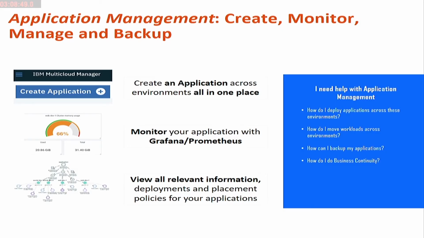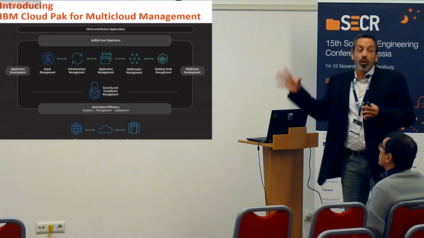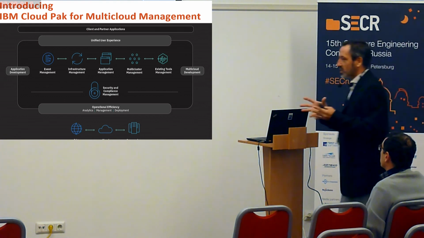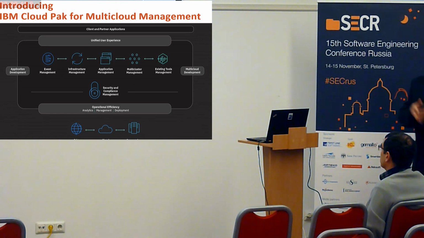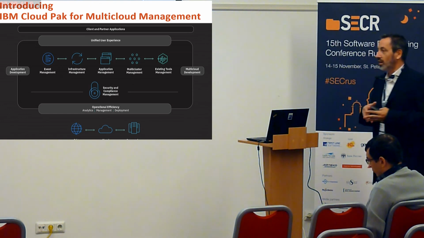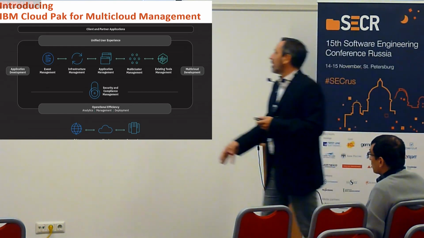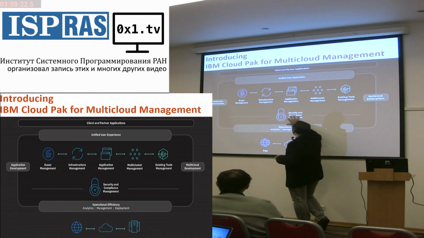So, before finishing, let me introduce you to the IBM solution for multi-cloud management, which is called IBM Cloud Pak for Multi-cloud Management. The screenshot you have seen before is just a little part of this solution. It is called IBM Multi-Cloud Manager, a product running on top of OpenShift that can run in your data center, or in the cloud, as it can run on any OpenShift distribution. And what we have seen so far is application management, multi-cluster management, and security and compliance management.